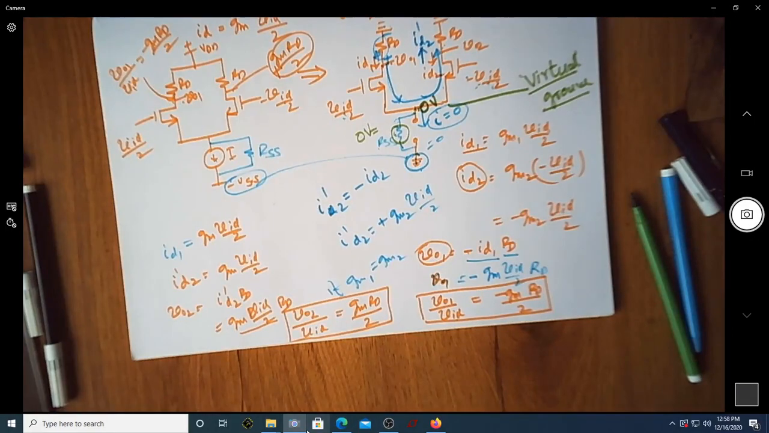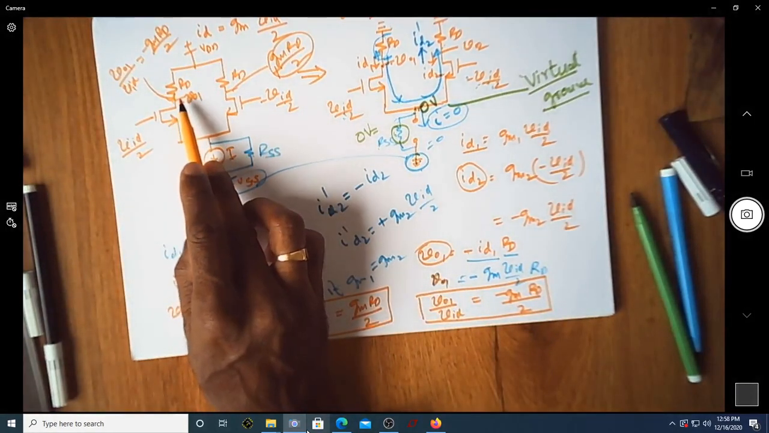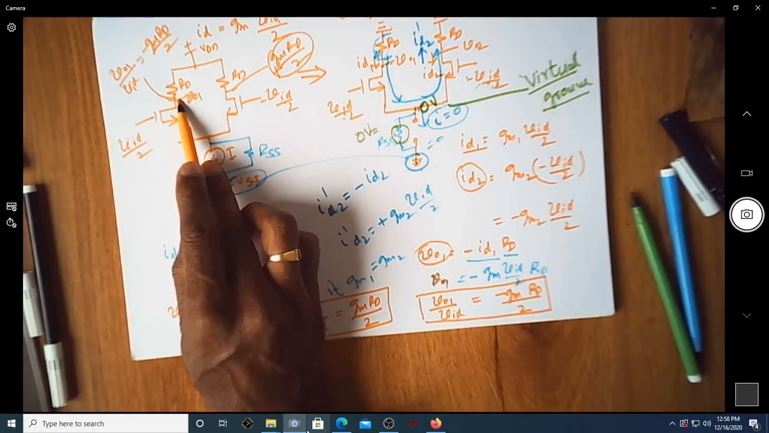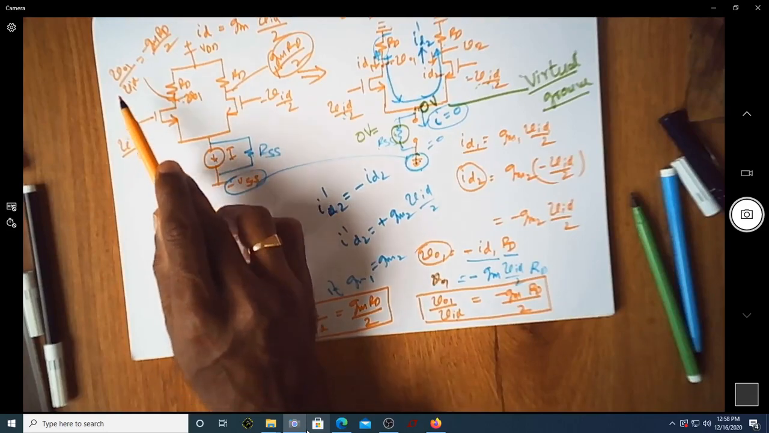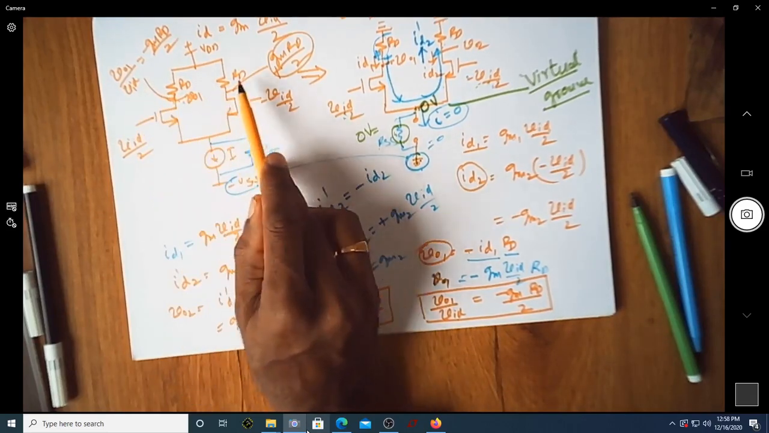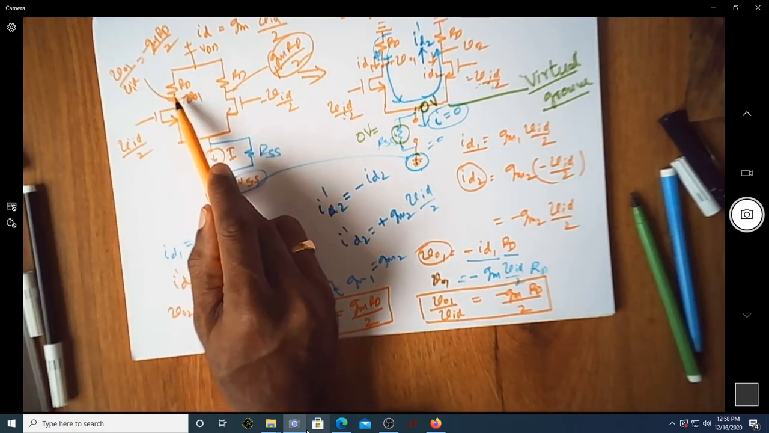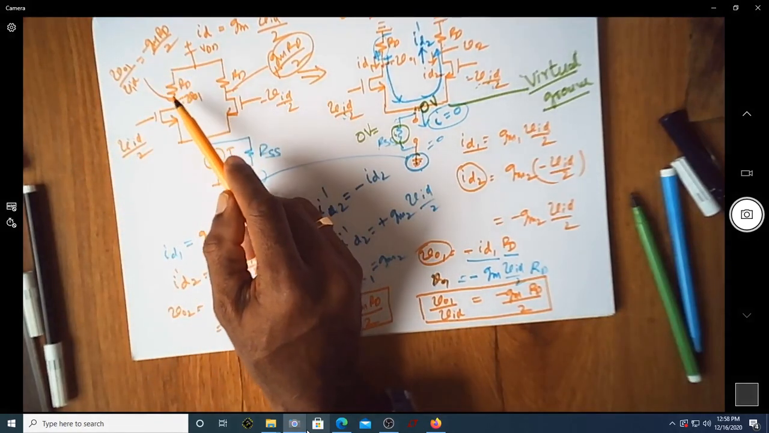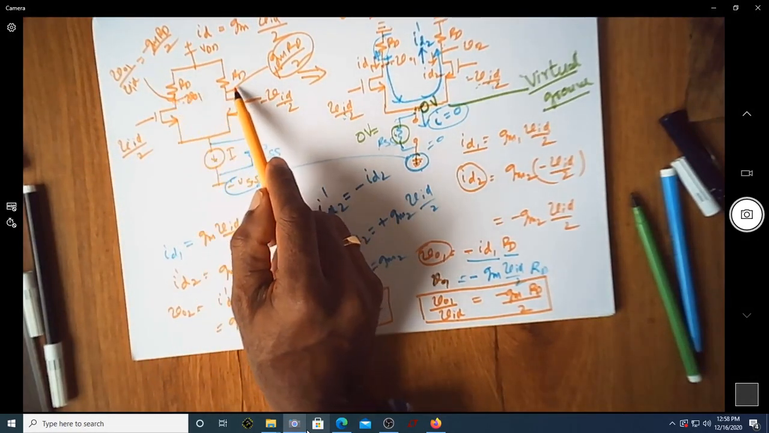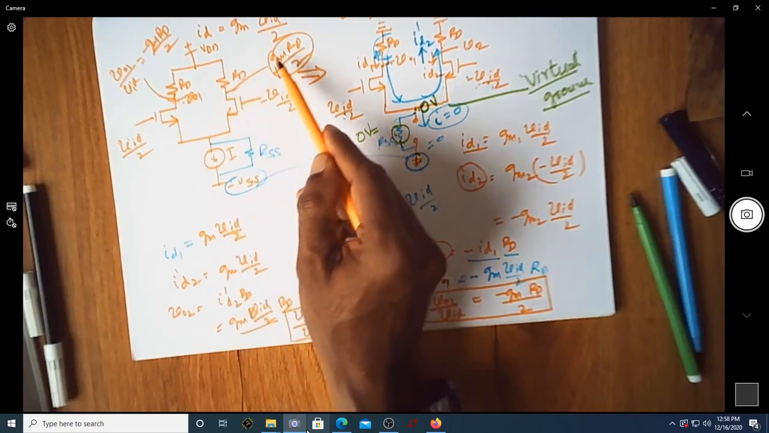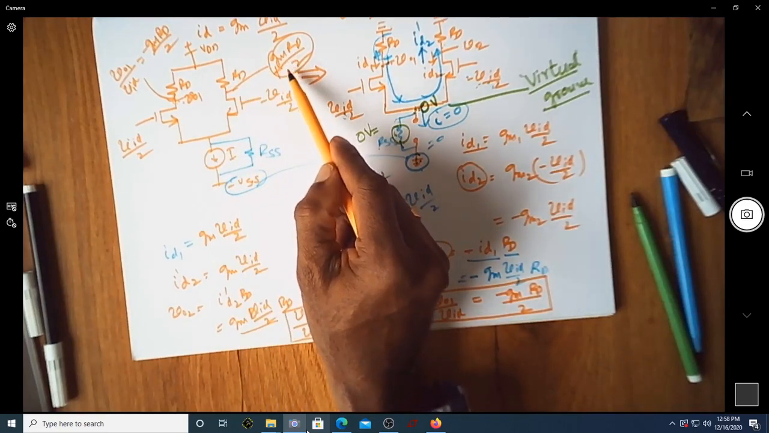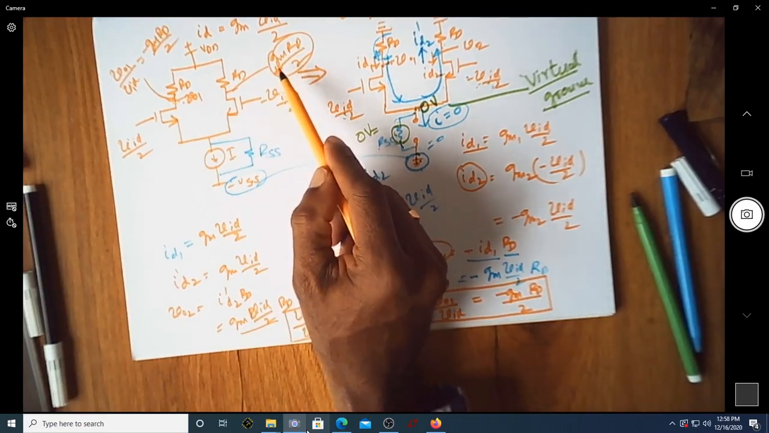What I mean to say here is the single-ended voltage that is measured at this point is out of phase with VID, because of this negative sign. If you measure the output voltage at V01 with respect to VID, it is out of phase. If you measure at V02, it is in phase. You can see there is no phase difference.